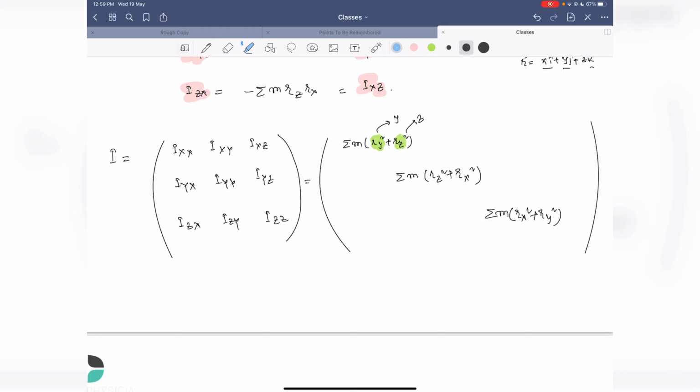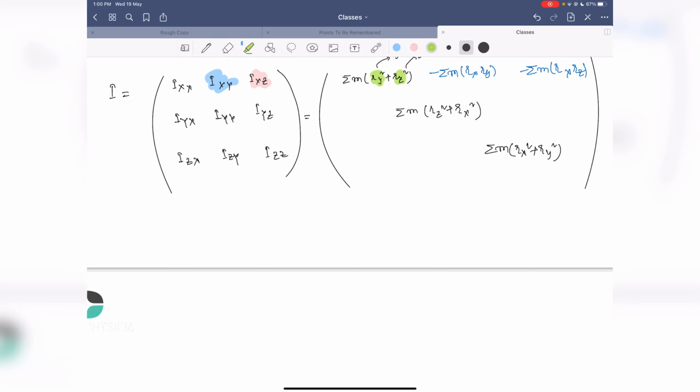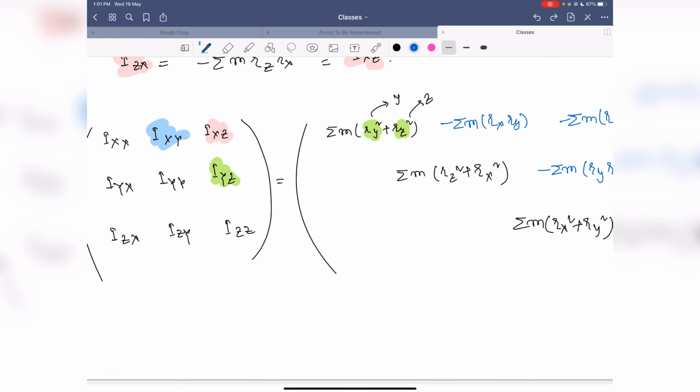Now we'll write the off diagonal elements. So we'll write first Ixy. Ixy can be written as minus of summation of m r_x and r_y. Similarly I can write Ixz as summation of m r_x and r_z. Now we'll write Iyz, so it can be written as minus of summation of m r_y and r_z. Similarly let me write the other ones.